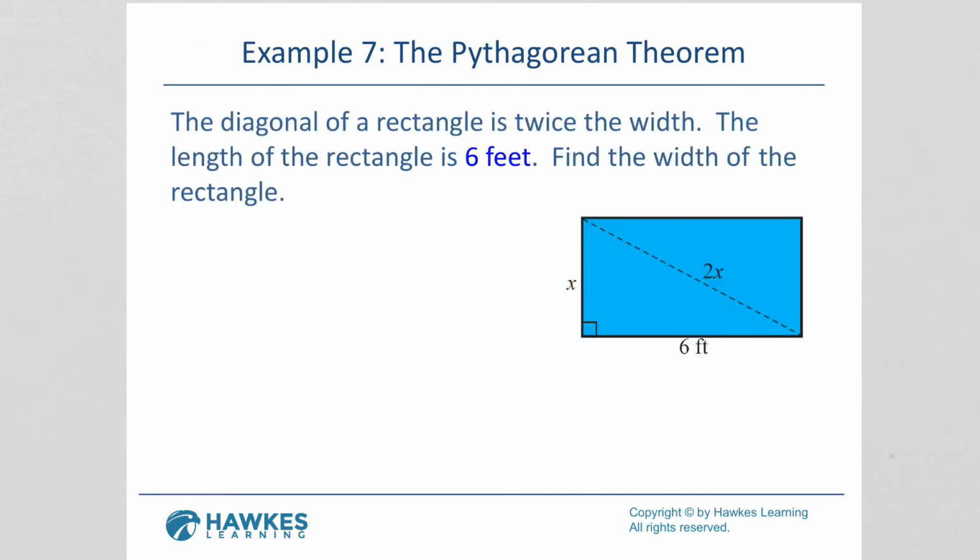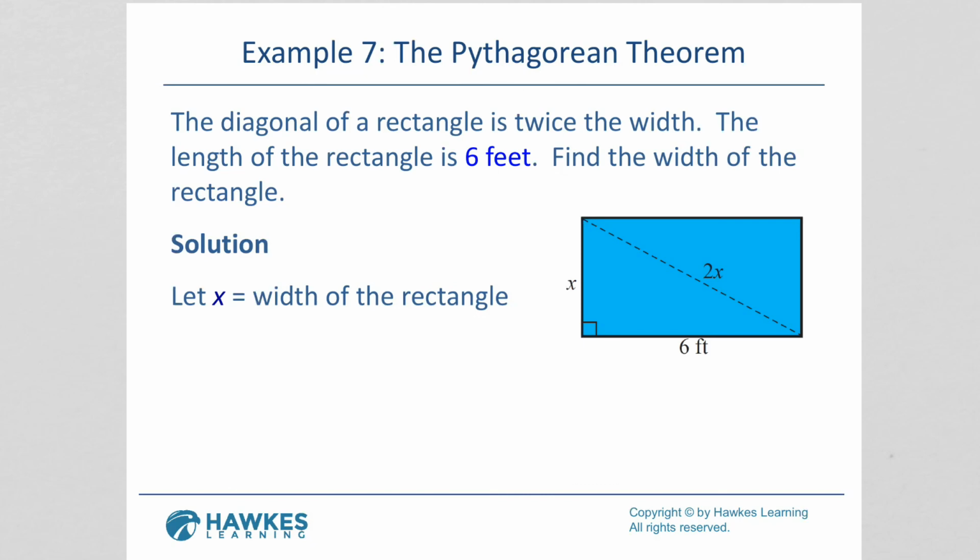Example 7. The diagonal of a rectangle is twice the width. The length of the rectangle is 6 feet. Find the width of the rectangle. So the diagonal of a rectangle creates a right triangle. So we know that the diagonal is the hypotenuse, which is 2x in this case. One of our legs is x, and the other leg is 6 feet.